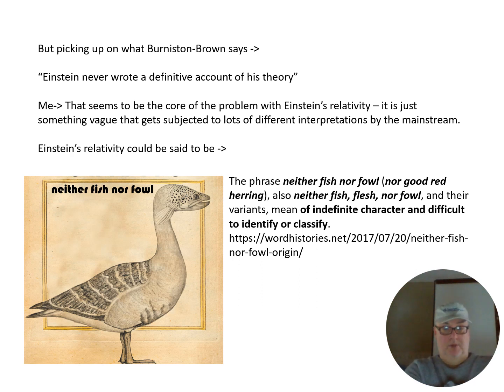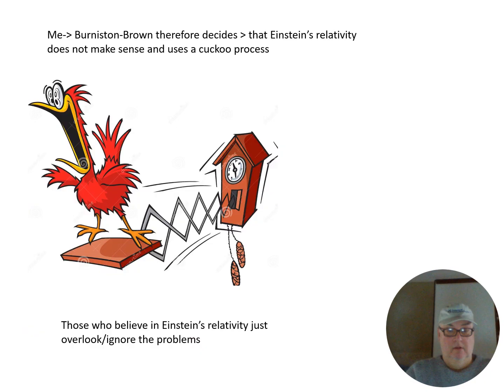So picking up on what Burniston-Brown says, he says Einstein never wrote a definitive account of his theory. It's a vague theory. And that seems to be one of the core problems with Einstein's relativity. It's just something vague that gets subjected to lots of different interpretations by the mainstream. And Einstein's relativity could be said to be neither fish nor fowl, which is a way of saying that it's neither one thing or another. It's something vague. Burniston-Brown decides that Einstein's relativity is using a cuckoo process. Those who believe in Einstein's relativity just ignore the problems with it.